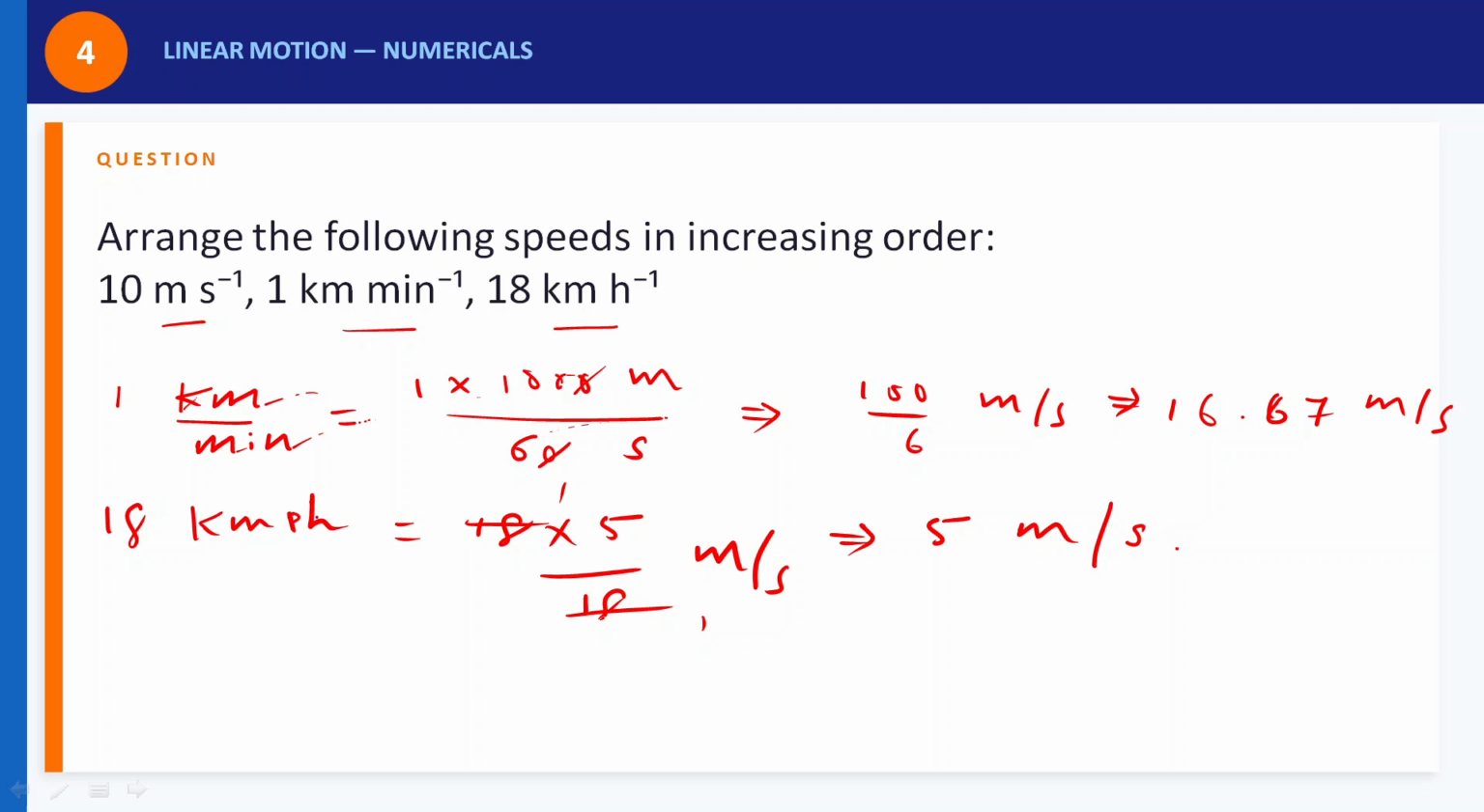By comparing, we have to arrange in the increasing order. First one is 18 kilometer per hour, then 10 meter per second, and the last one is 1 kilometer per minute.